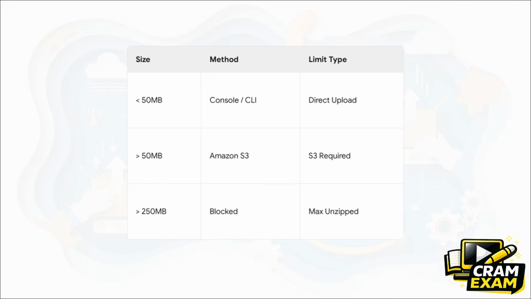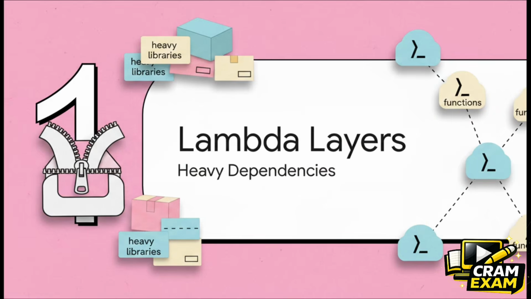Oh, and watch out for the absolute ultimate size limit. Your total unzipped deployment package cannot exceed 250 megabytes. If it's 251 megabytes, Lambda permanently blocks the deployment. No way around it. So what do you actually do if your dependencies are massive? You use a Lambda layer.